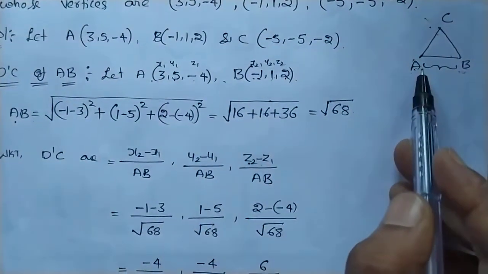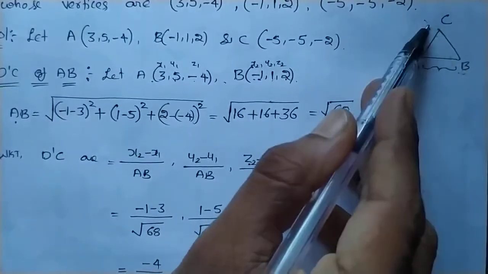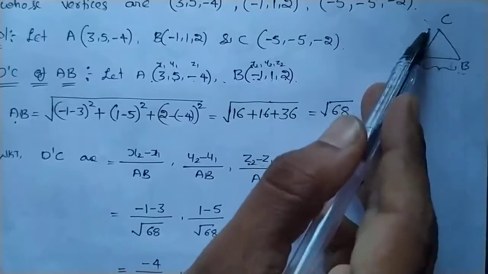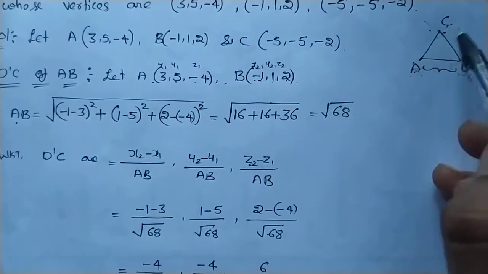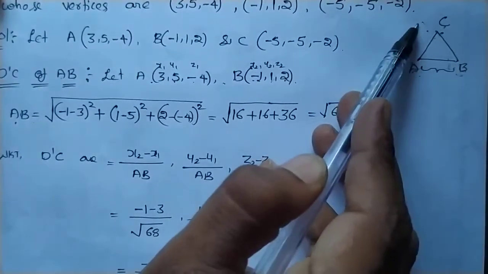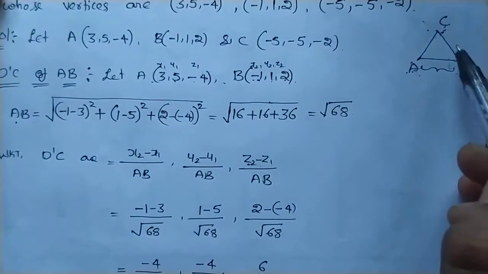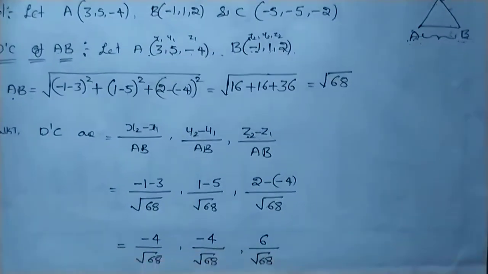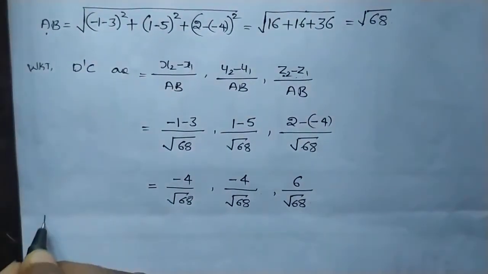Here we got the direction cosines of AB. Next, we have to find the direction cosines of BC. After that, we have to find the direction cosines of CA. First, direction cosines of AB, then direction cosines of BC, then direction cosines of CA. Now, let us find out the direction cosines of BC.